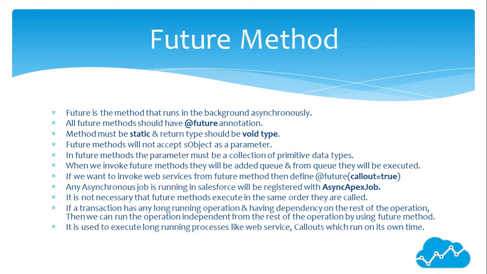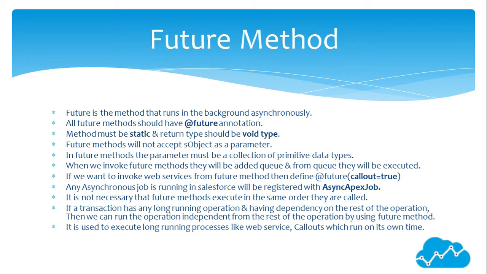Future methods will not accept sObjects as a parameter. In future methods, the parameter must be a collection of primitive data types. When we invoke a future method, it will be added to a queue and executed from the queue. If we want to invoke a web service from a future method, then define @future(callout=true).